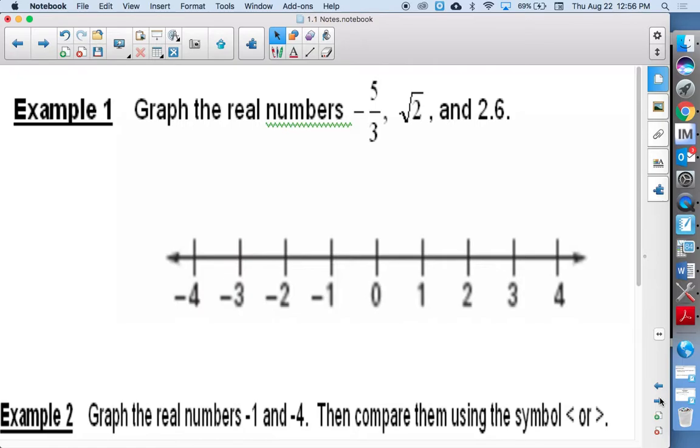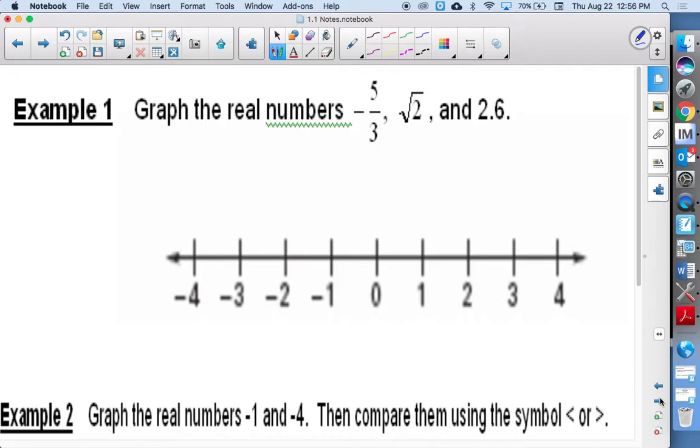All right. It says graph the real numbers -5/3, the square root of 2, and 2.6. So we have a fraction, we have a decimal here, and then the square root. To graph these numbers, I think the easiest thing to do is, what would you do? What's one thing that you could do? Put them all in decimal form. Yeah, put them in decimal form.